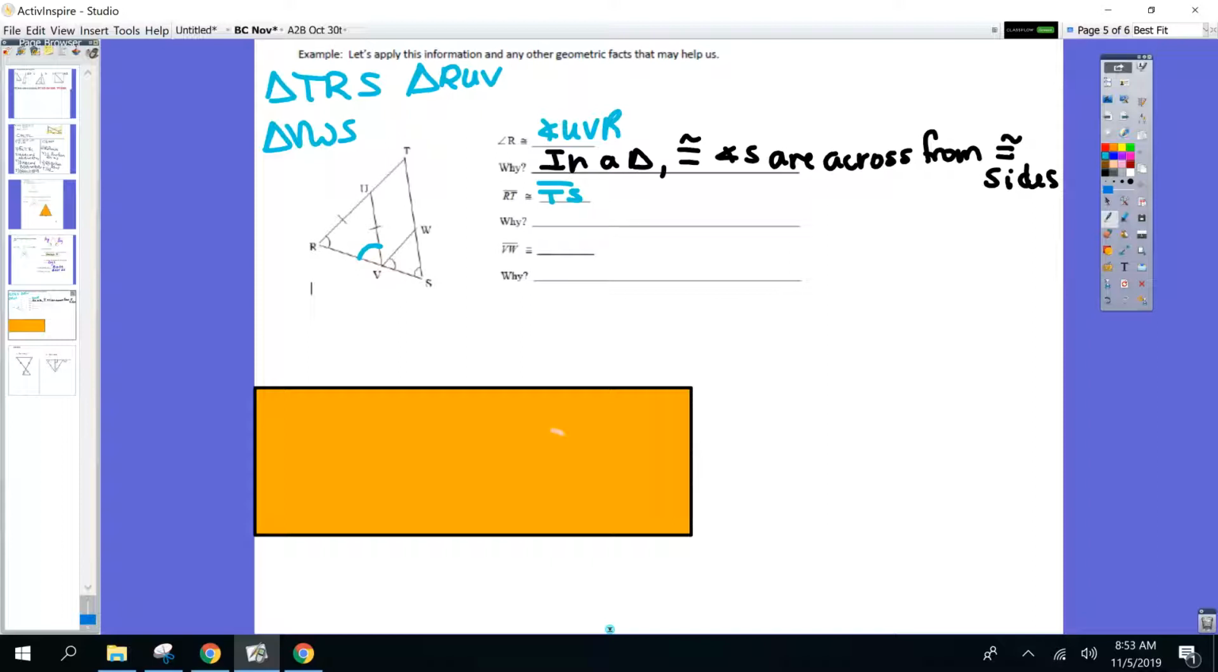Again, now we're using isosceles triangle TRS. So here we go. Why? Almost the same reason, except we're going to flip it. In a triangle, congruent, what am I proving now? Sides. Sides. That's how you can tell what should come first. What did you just prove? Congruent sides are across from congruent angles.